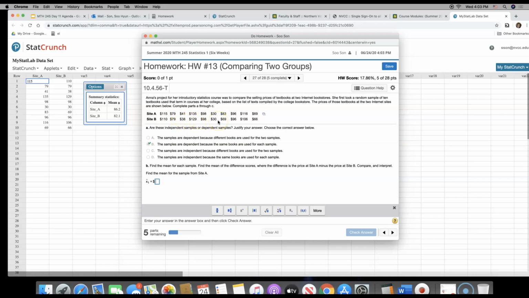Oh my gosh, not really. Not really, I don't think. I don't see any books that are cheaper on site A. I think site A is just expensive. But is that statistically significant enough so that we should definitely shop at site B? Well, let's take a look.